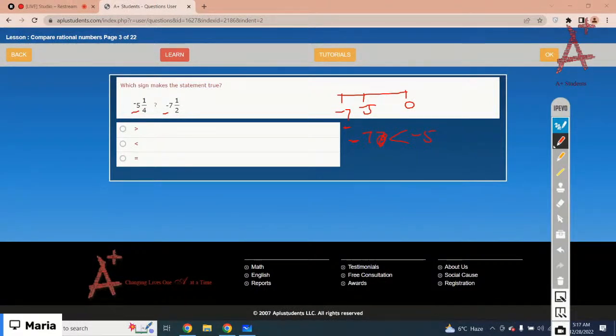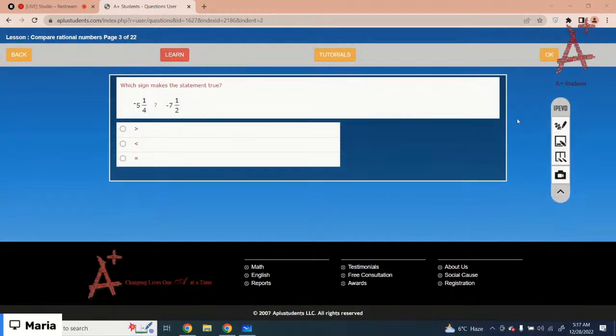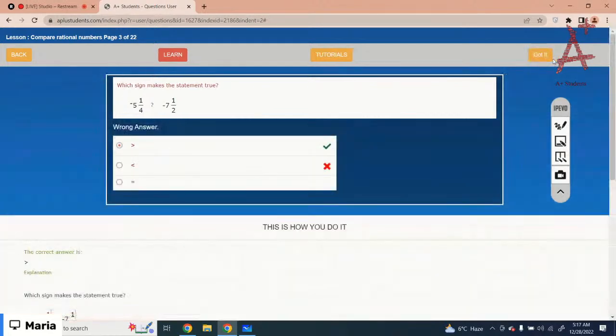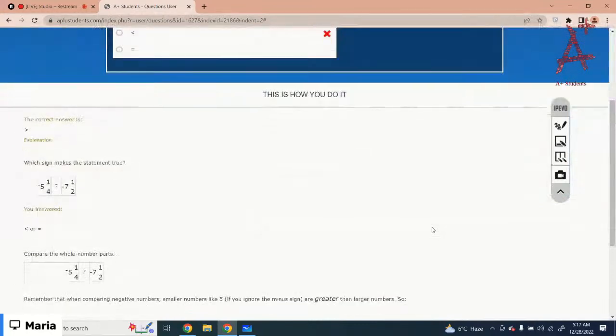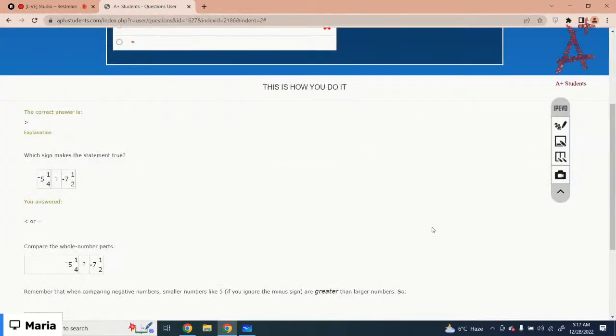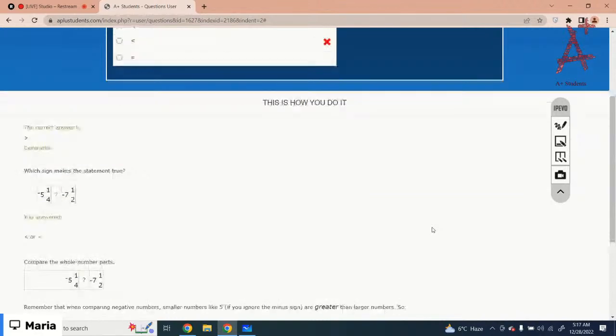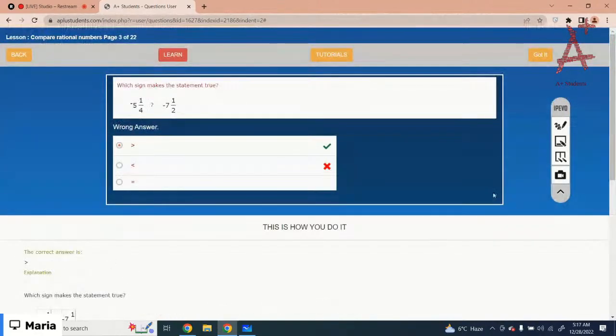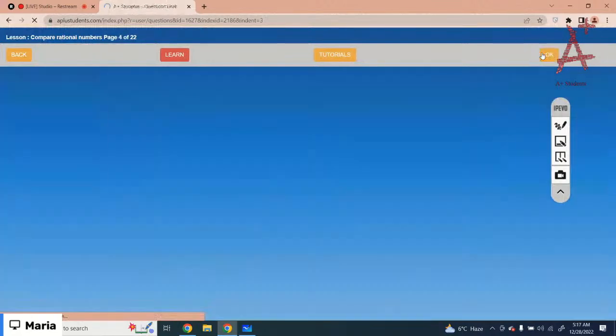Got it? So they are less. The correct option is negative 5 whole 1 by 4 is greater. Yes, negative 7 is smaller. So negative 5 whole 1 by 4 is greater than negative 7 whole 1 by 2.